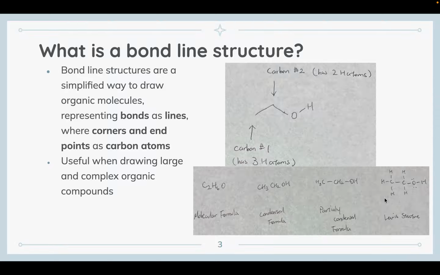However, in organic chemistry, we start to deal with larger molecules and with a lot of hydrocarbon tails. And the bigger it becomes, the more tedious it is to draw a Lewis structure. So to fight against that, we use what we call bond line structure, where carbon atoms and the hydrogens that are attached to them are omitted, simplifying them.